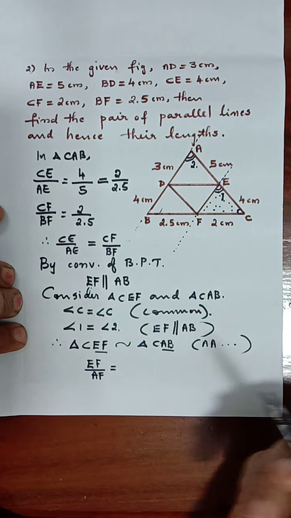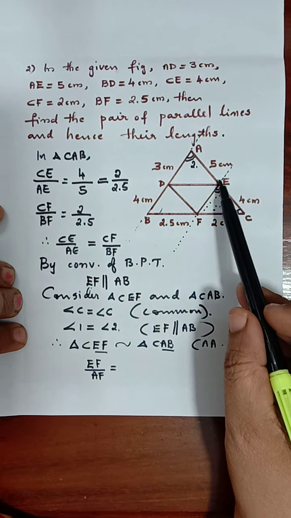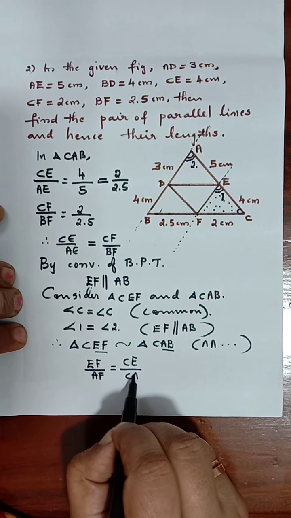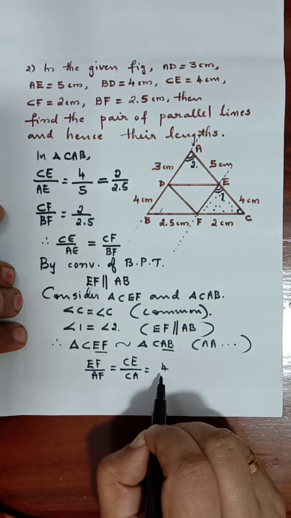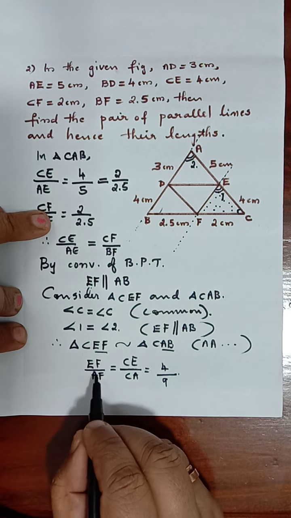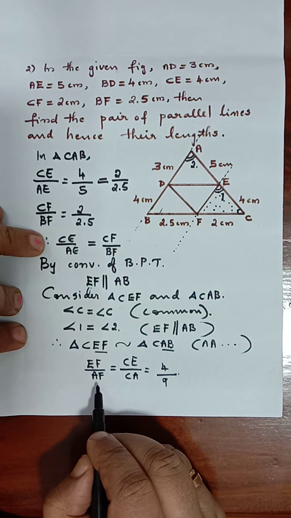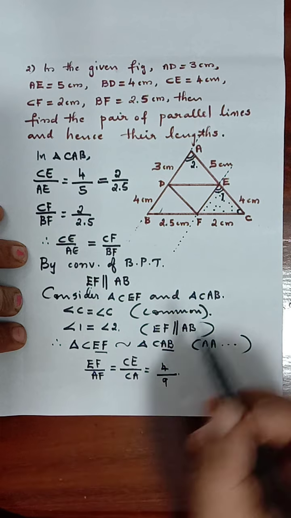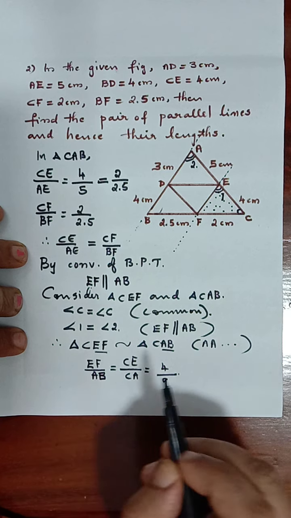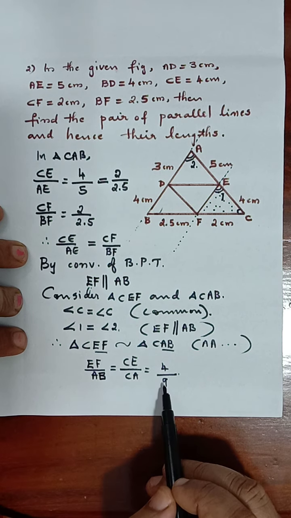Three proportionalities are here. You can take any one of them. CE by CA. Look at CE. CE is 4. CE by CA, CE here is 4, and CA means 4 plus 5, which is 9. So EF by AB, children, EF by AB, is equal to CE by CA, that is equal to 4 by 9.